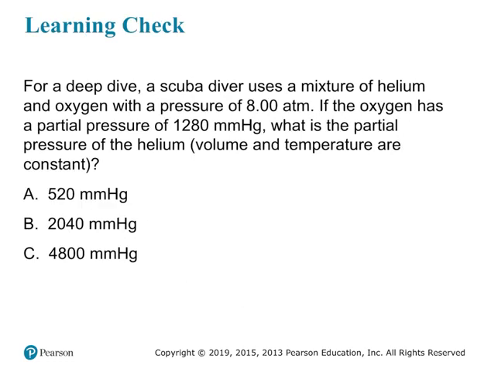Okay, let's do another practice problem. For a deep dive, a scuba diver uses a mixture of helium and oxygen with a pressure of 8 atmospheres. If the oxygen has a partial pressure of 1,280 millimeters of mercury, what is the partial pressure of the helium? And we're given a few options down below.